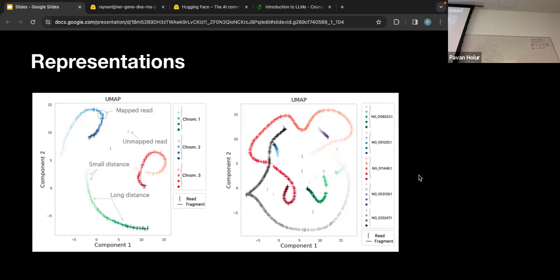The fragments and the reads, but mainly what you're seeing here are the fragments. And that's pretty cool, right? Yes.